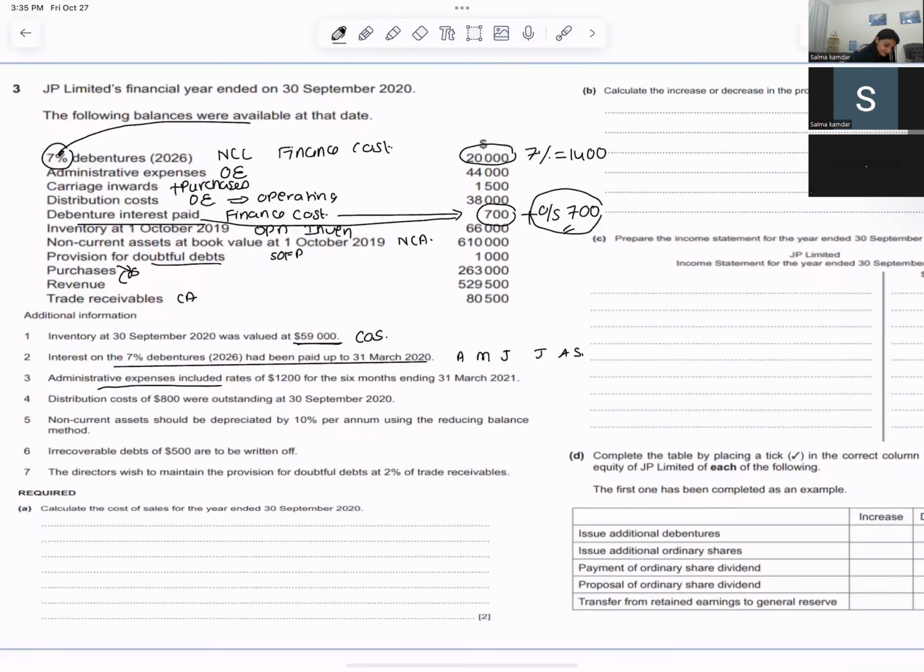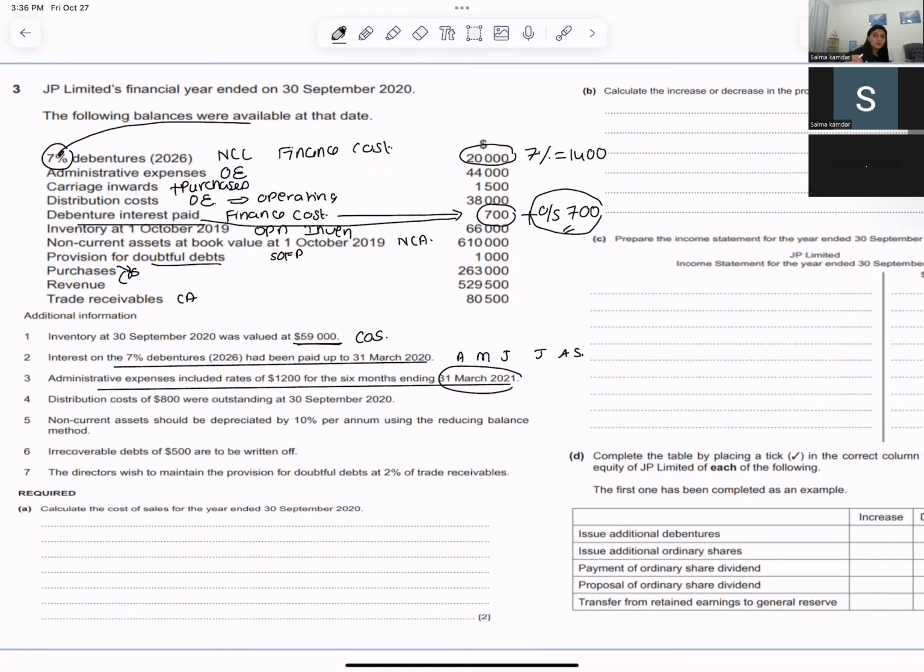Administrative expenses. So we need to add this in the administrative expenses. No, understand. Administrative expenses include 1,200 rates that has been paid up to 31st of March 2021. Whenever there is the word include, you have to exclude it, subtract. Administrative expenses has 1,200 of rates, which is how many months?